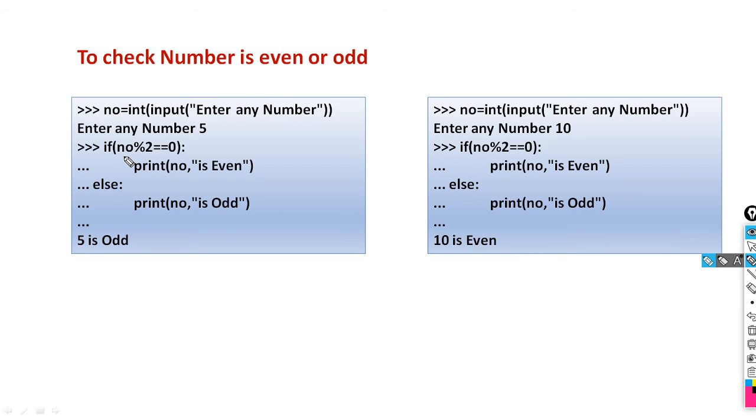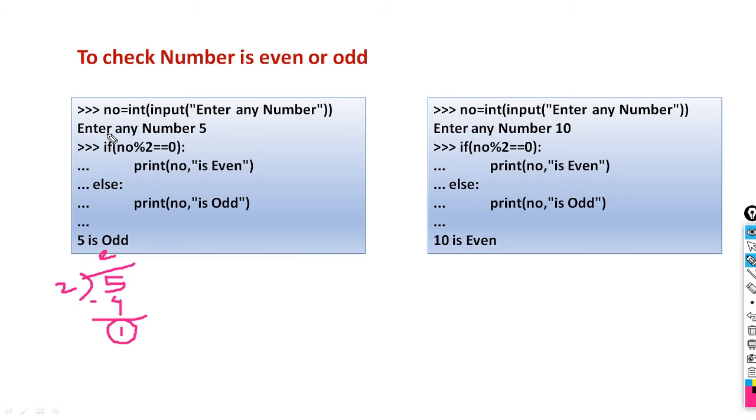If that remainder is 0, it means the entered number is even. And if that remainder is not equal to 0, the number is odd. So what is the number here? 5. When we divide this 5 by 2, what does it give? 2 2s are 4, so it returns 1. 1 is a non-zero number, and when it returns a non-zero number, the entered number is an odd number.